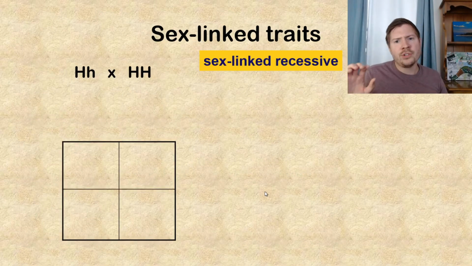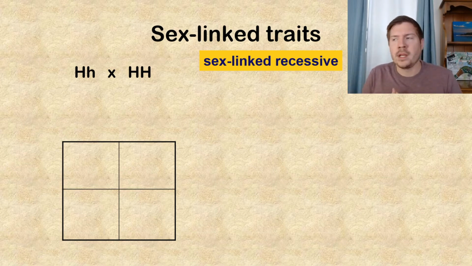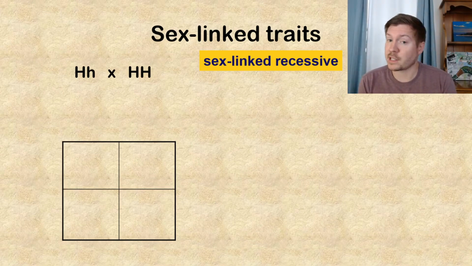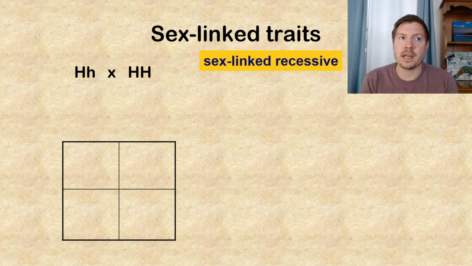So when we go to do crosses with sex-linked traits, we have to write them a bit differently. So here we're going to look at hemophilia, which is an X-linked recessive trait. Hemophilia is a bleeding disorder where an individual's blood doesn't clot properly. So when they get a cut, they bleed much longer than the average person. It can be quite dangerous.